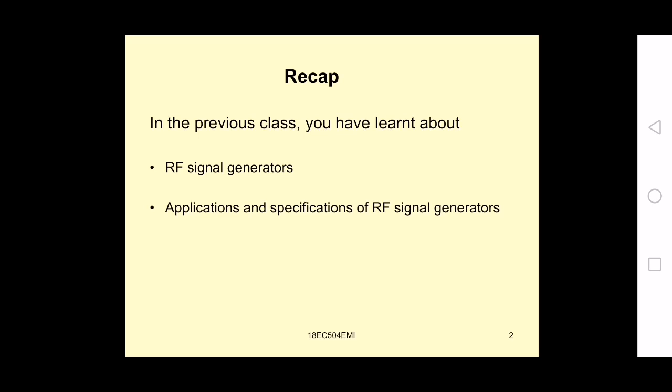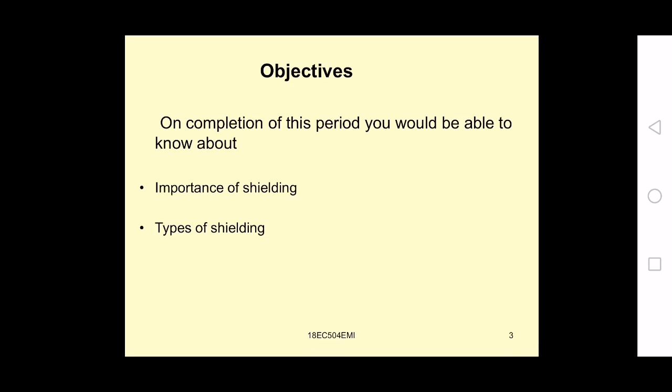and the total RF signal generator is shielded. So what is the importance of shielding? And we are shielding the power line also by decoupling the capacitor methods. So what is the importance of that shielding, we are going to discuss in today's class. On completion of this period, you will be able to know about the importance of the shielding and what are the types of shielding that we are having.